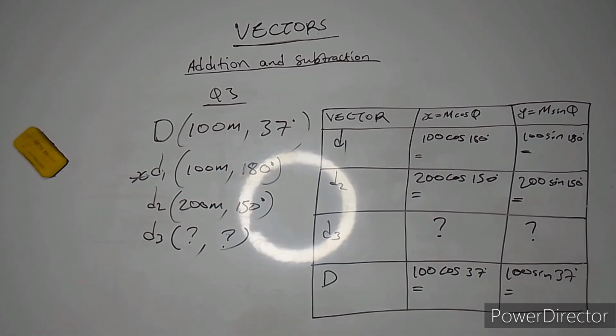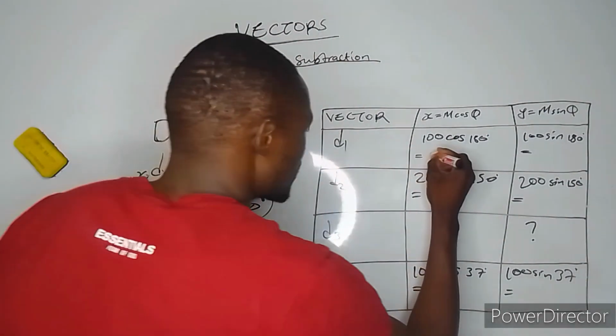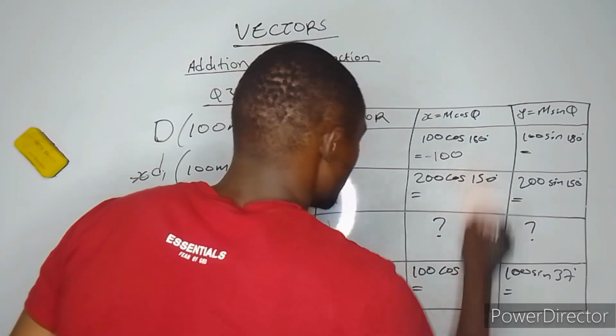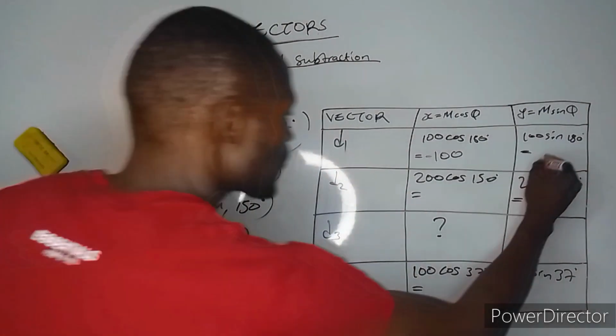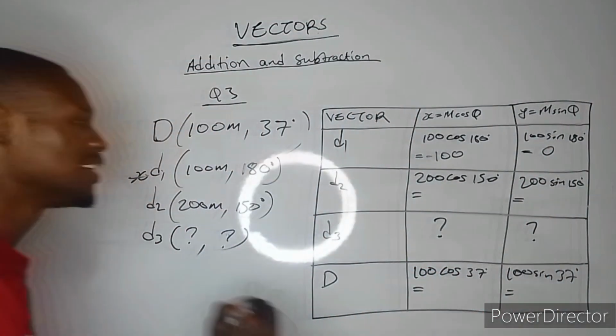Let's calculate. Feel free to pause the video and do the calculations. Okay. Now, according to my answers, here I got negative 100. Then I got a 0 here.